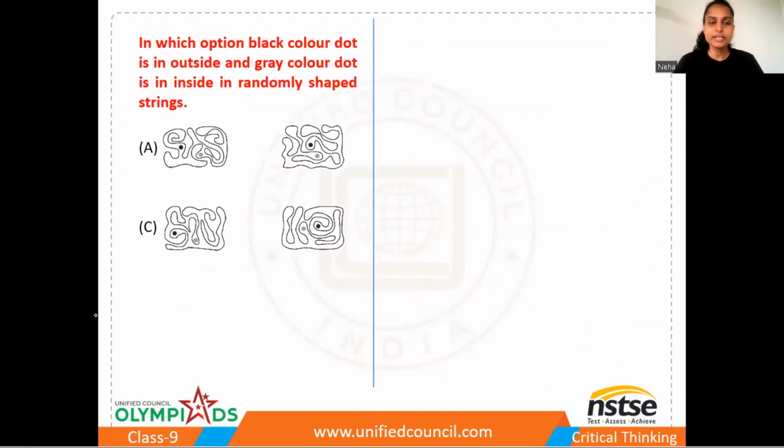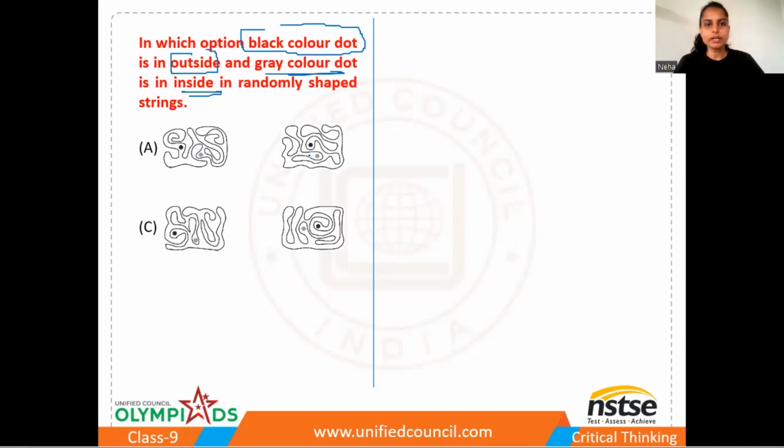Perfect. Now, students, let me present the next question. The next question is quite simple and quite interesting also because some diagrams are there, right? So the question is: in which option is the black colored dot outside and the gray colored dot inside a randomly shaped string? Okay, so this shape is randomly drawn. Here we have to find out that the black dot should be outside, and the gray dot should be inside.